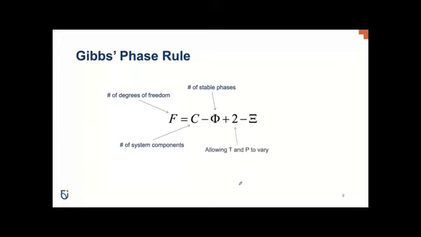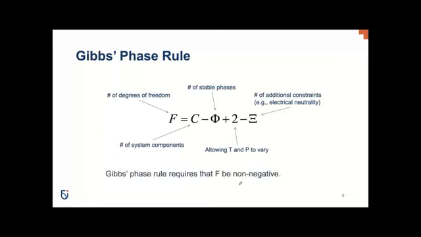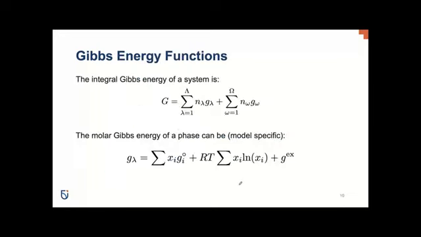The 2 corresponds to the thermodynamic potentials of temperature and pressure that can vary. And finally, psi is the number of additional constraints that may be applied to the system, such as electrical neutrality, if you're dealing with an electrochemical system. And the Gibbs phase rule quite simply requires that F be non-negative.